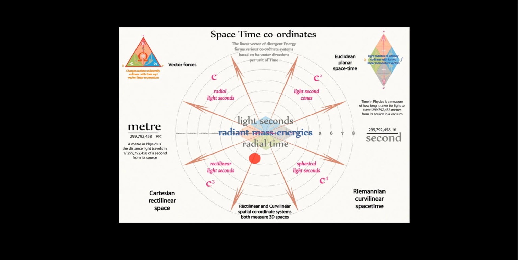Continuing this through, you could have three beams of light forming axes of spatial coordinate systems, c cubed, and these could point in x, y and z directions to create the Cartesian or rectilinear spatial coordinate systems, x, y, z, that everyone's familiar with from classical physics.